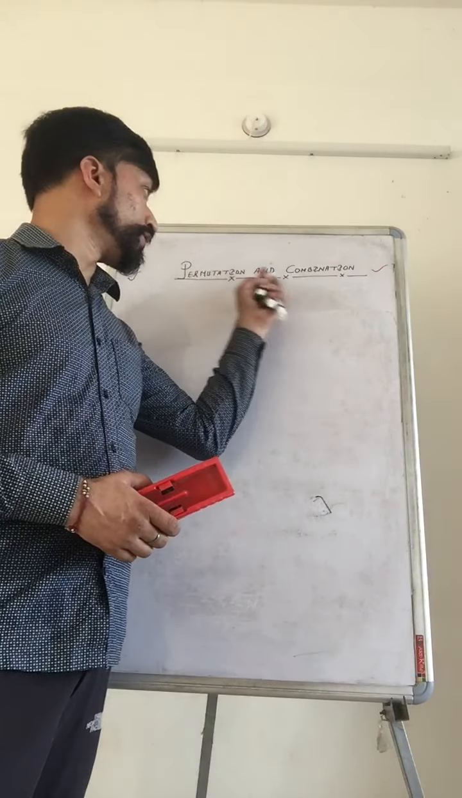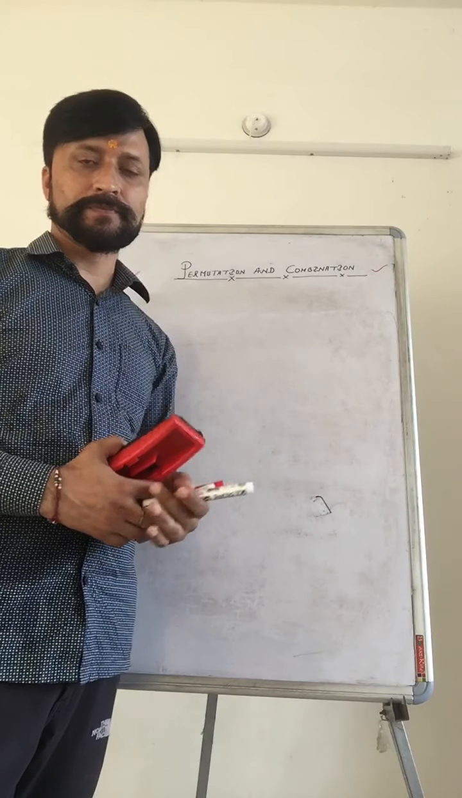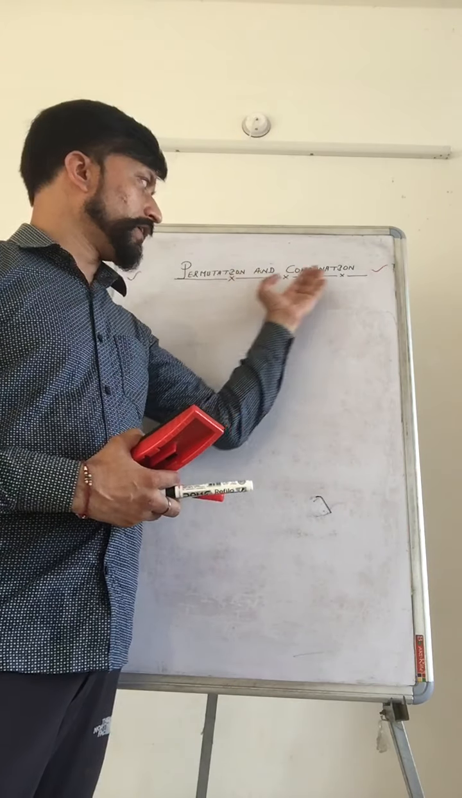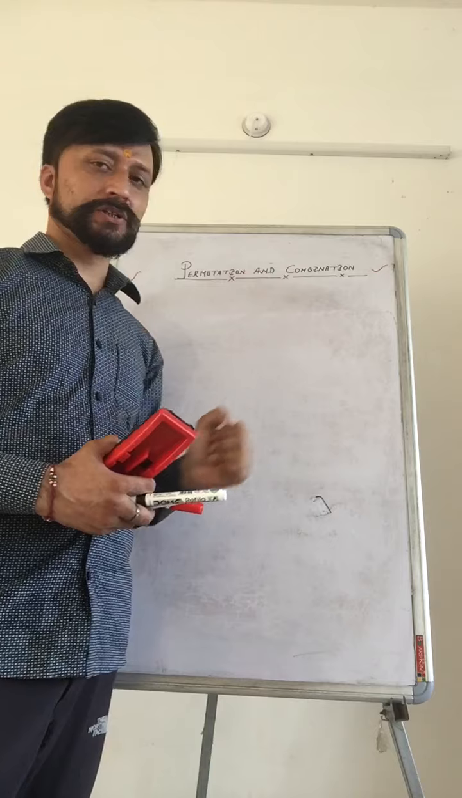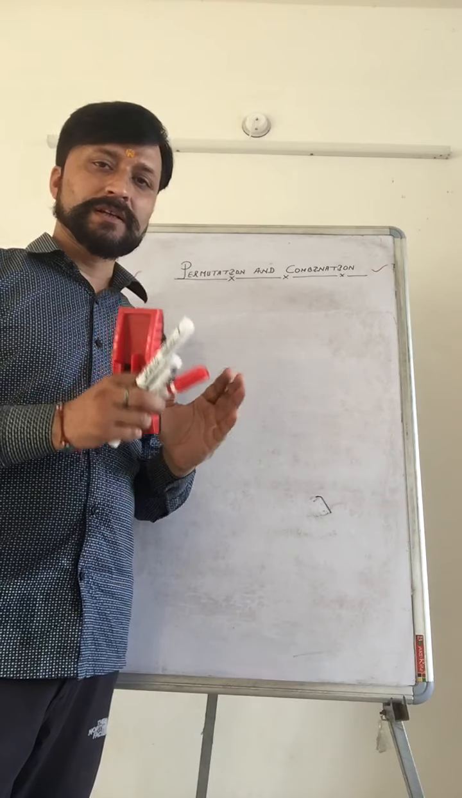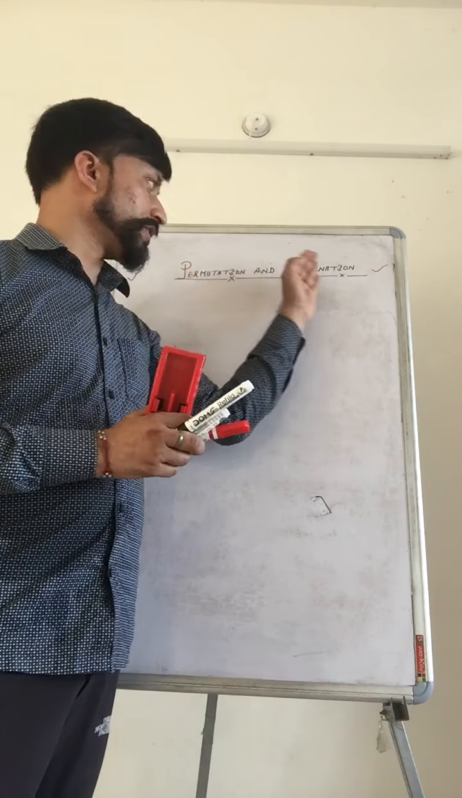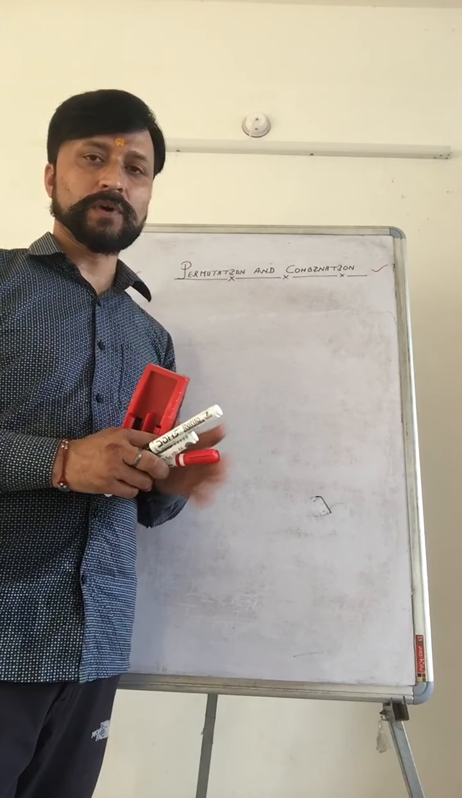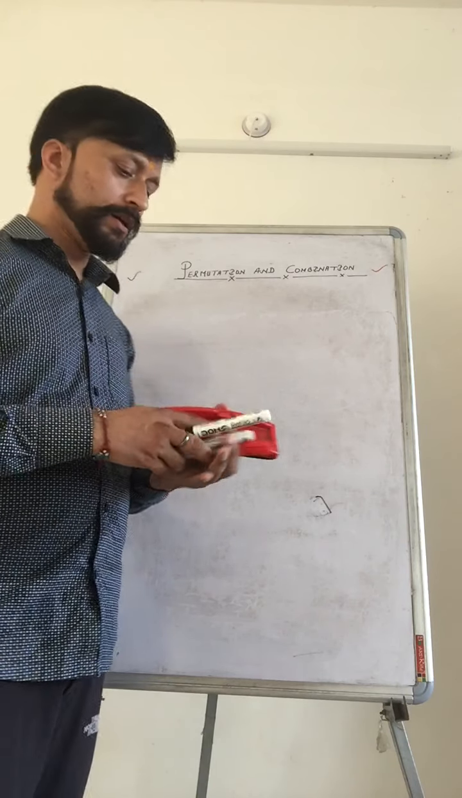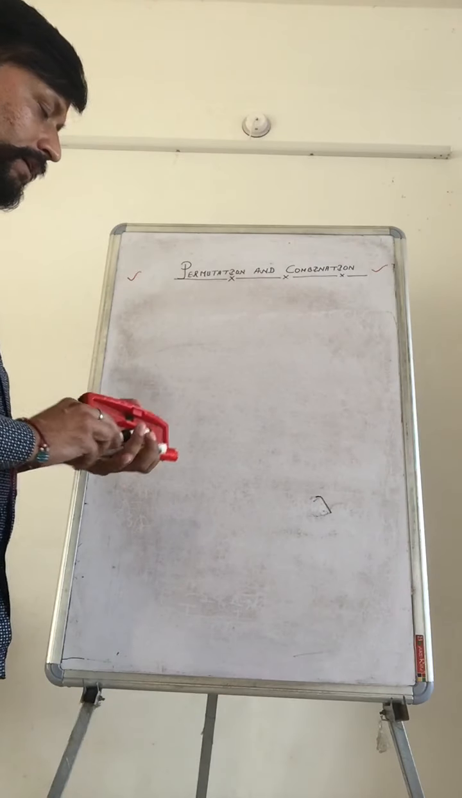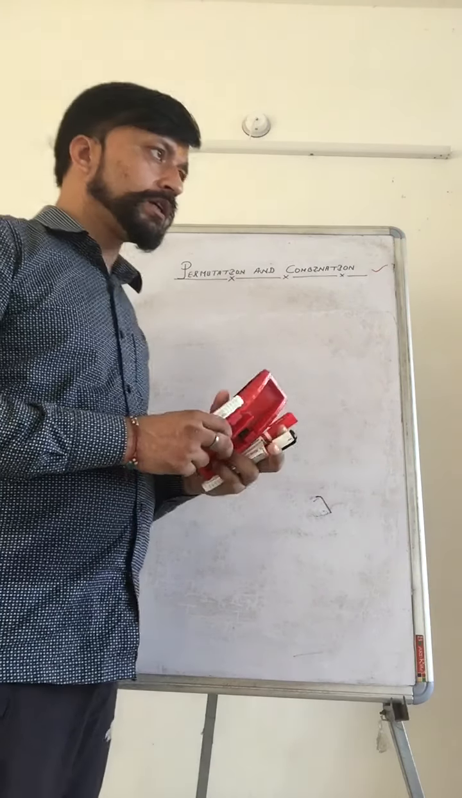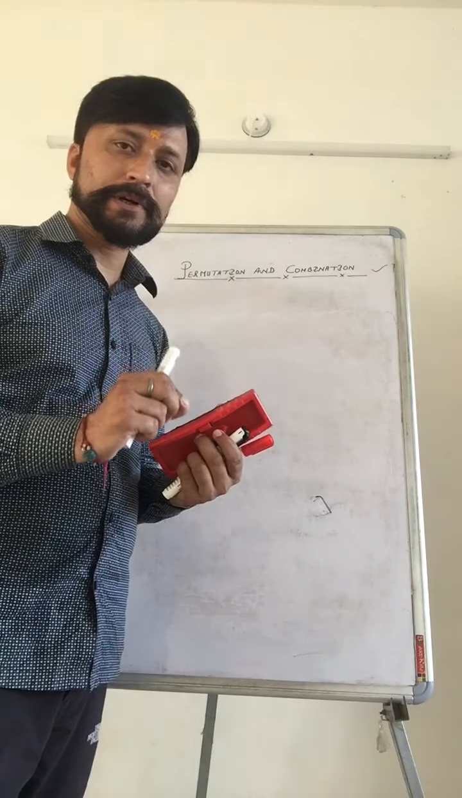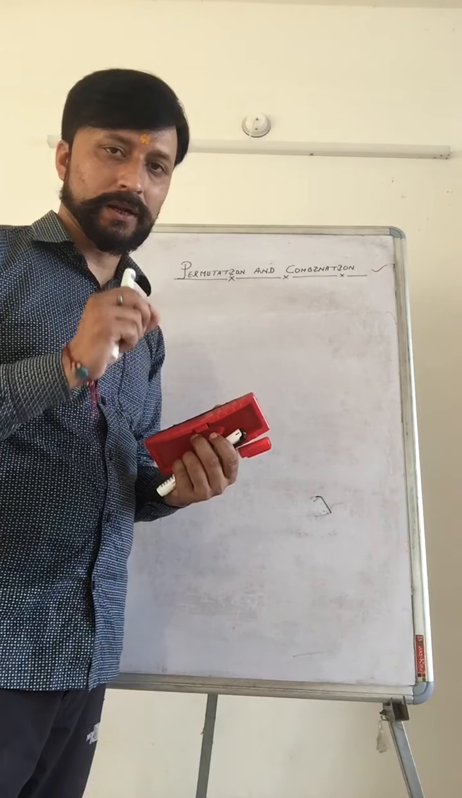Children, today I am going to teach you permutation and combination. Before I teach permutation and combination, some concepts are required to understand them. This is factorial. What is the meaning of factorial? Factorial is the continued product of any natural number down to the first natural number.